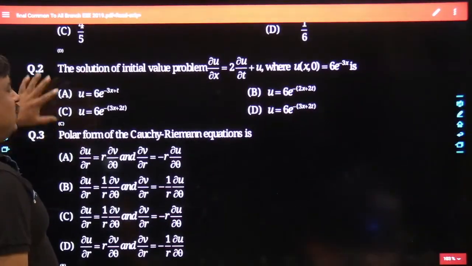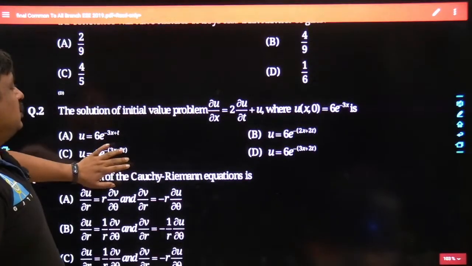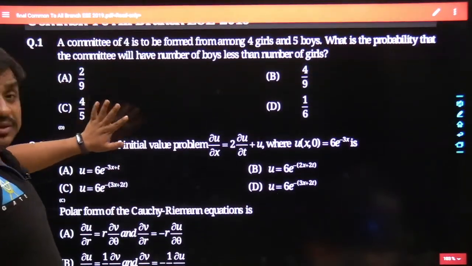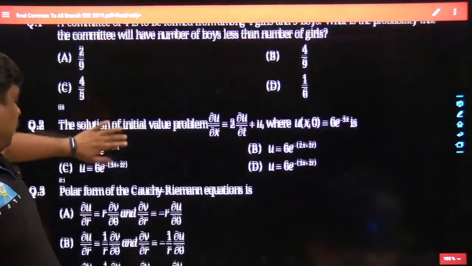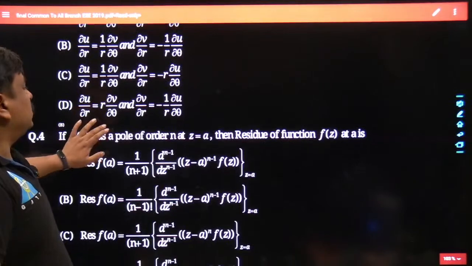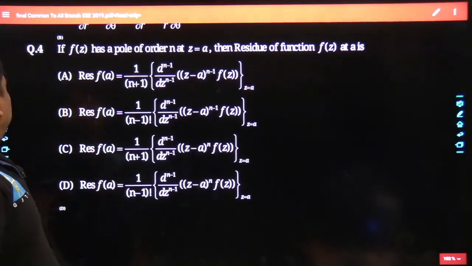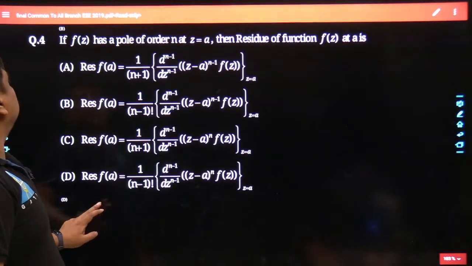See, in the second question, definitely the analytic mind has been judged. In the first question, it was a standard problem from probability. It was not an easy problem. And now in the third problem, straight away they have framed a problem which is related to a standard formula. The same thing they have done with question number 4.